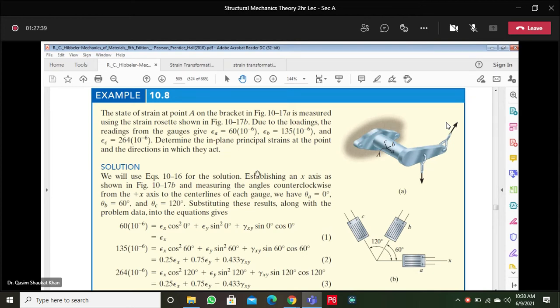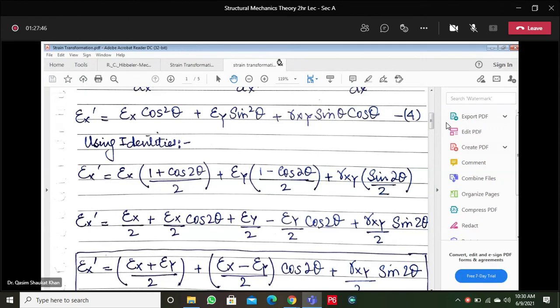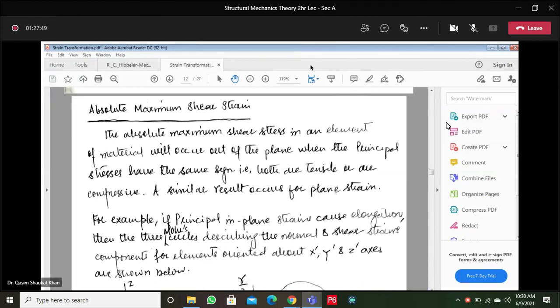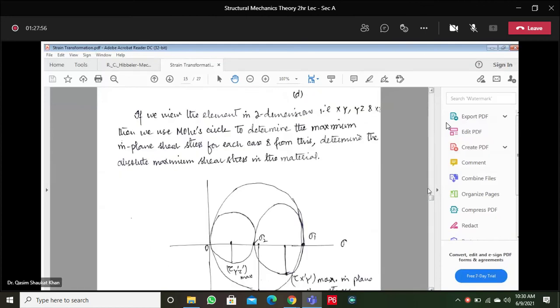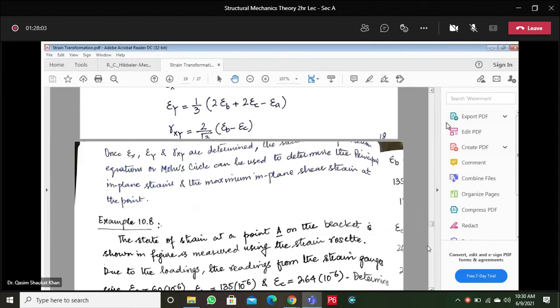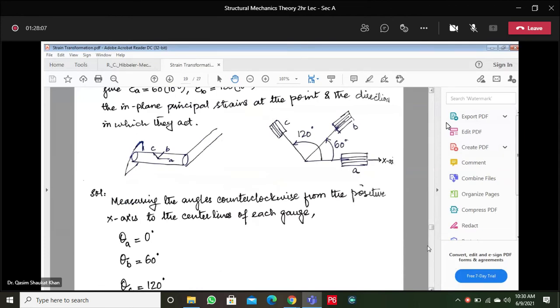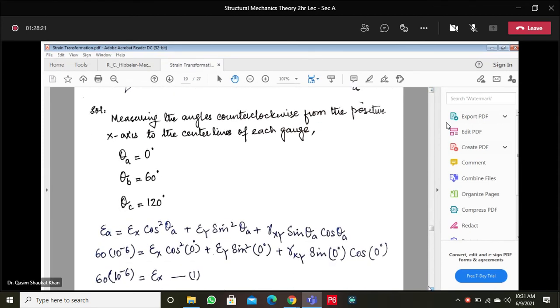Fine. So let's start this numerical. This is the question, and the data is given to you. Now let's start the numerical solution. Theta A is 0, theta B is 60, theta C is 120 degrees.